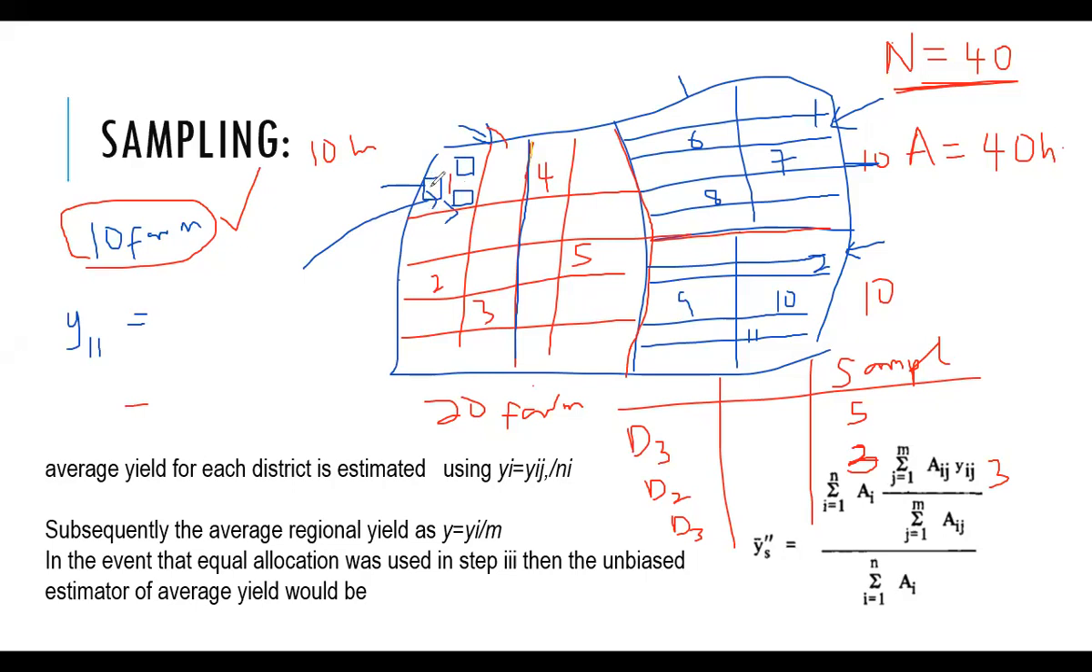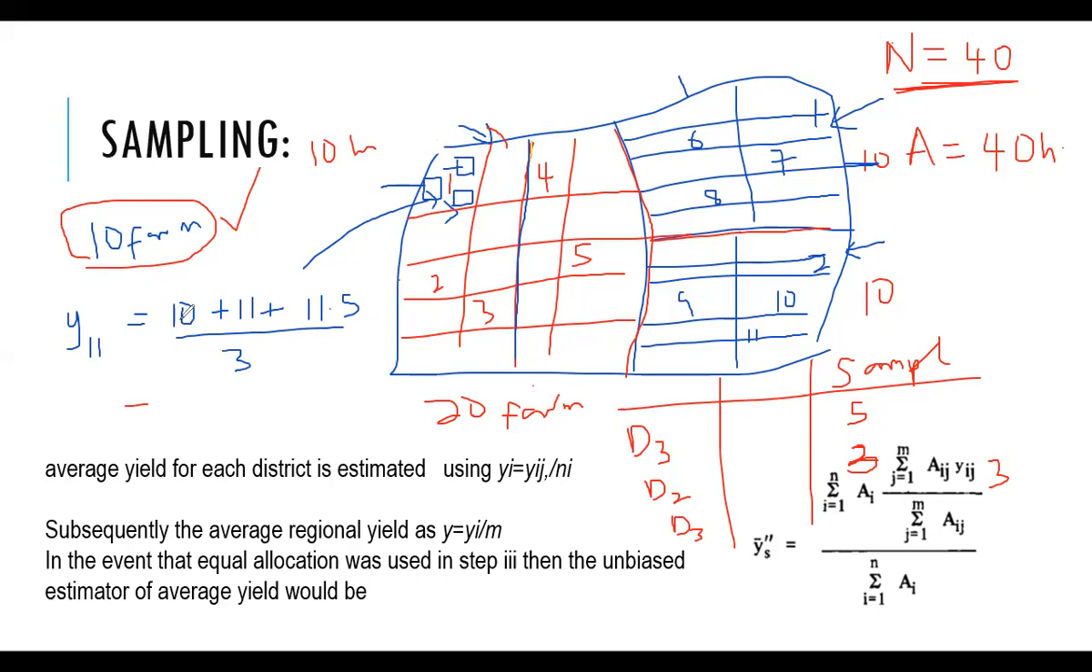Let's say the yield was 10 grams. Then on the next plot, you are getting 11 grams. On the next plot, you are getting 11.5 grams, within the same farm. So we'll add everything up and then divide by what? Divide by 3. So that should give us a yield for this farm.